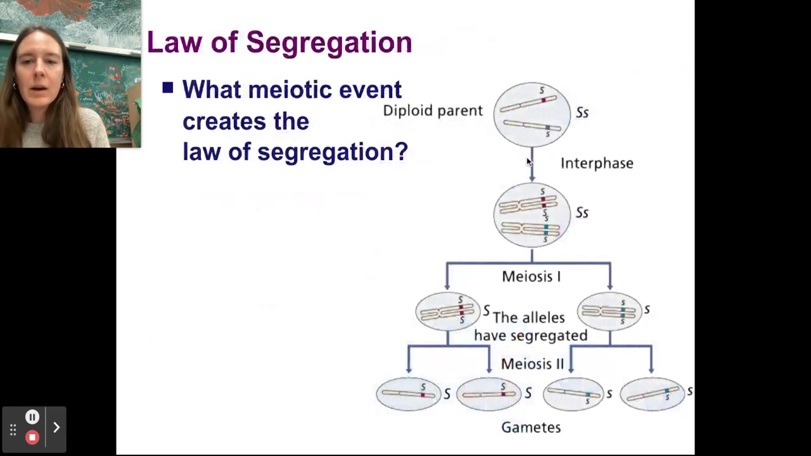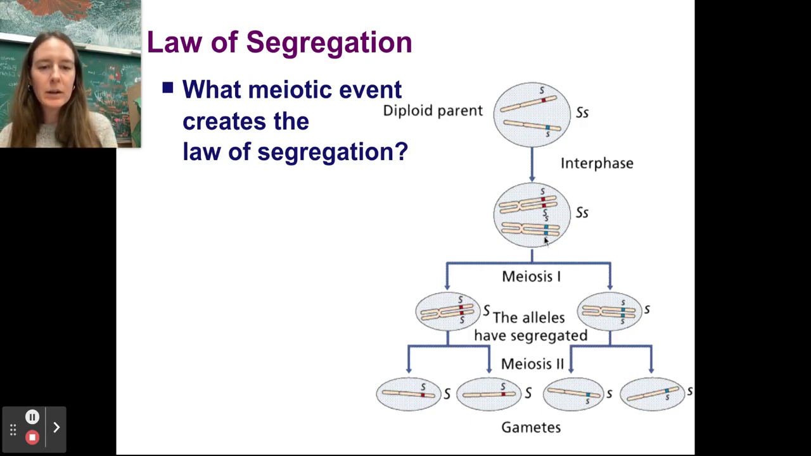Okay, now let's look at meiosis up close and let's ask ourselves this question: which meiotic event creates the law of segregation? So why are alleles separated from homologous pairs during meiosis? So let's look here. Remember, here's our diploid parent, here's a homologous chromosome pair. Let's look at this locus on the chromosome. We have a dominant allele and a recessive allele here, so heterozygous. Right before meiosis, each chromosome duplicates its DNA, so now you have sister chromatids, but still homologous chromosomes.